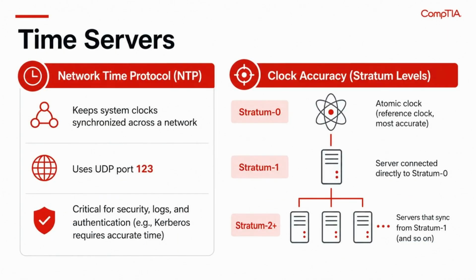Network Time Protocol, or NTP, keeps system clocks synchronized across a network using UDP port 123, critical for security, logging, and authentication, since things like Kerberos require accurate time. Clock accuracy is measured in stratum levels. Stratum 0 is an atomic clock, the most accurate reference. Stratum 1 connects directly to a Stratum 0 source, and Stratum 2 and beyond sync from Stratum 1 servers, and so on down the chain.